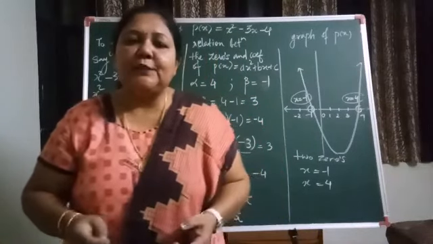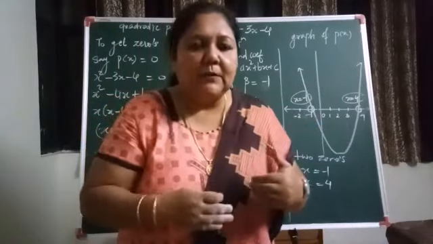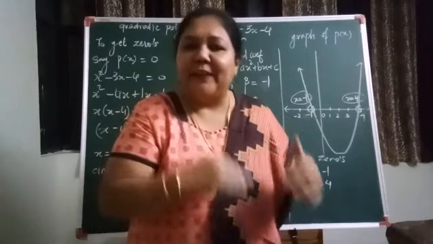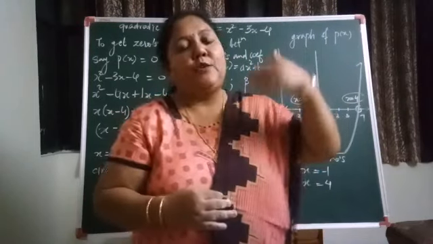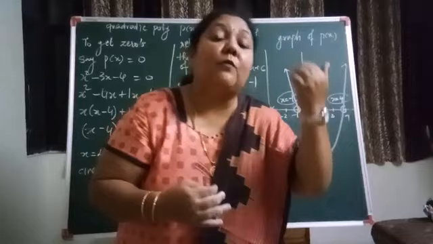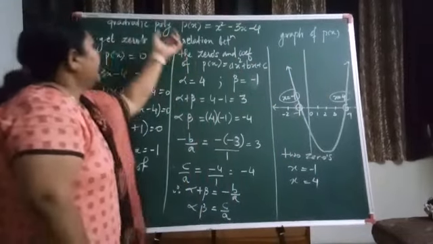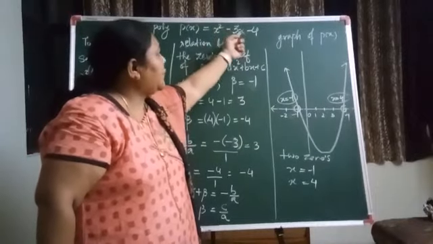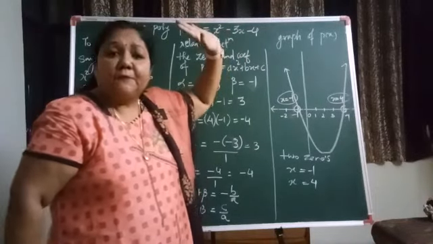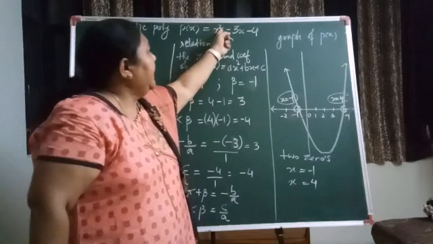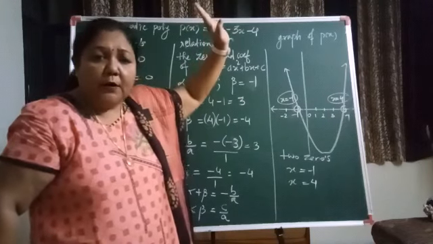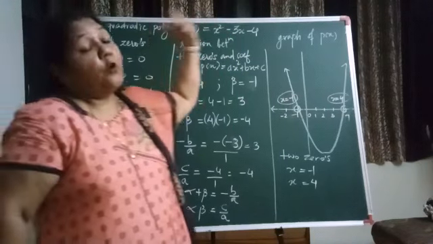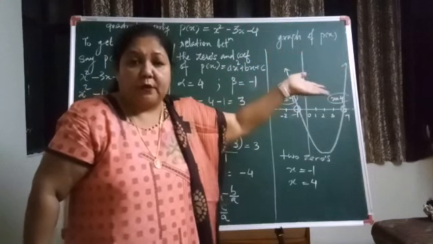Okay, now last session you saw zeros, and you saw zeros of a linear polynomial, and today we shall see zeros of a quadratic polynomial. Let us consider the quadratic polynomial p(x) = x² − 3x − 4. This has degree 2, so it is a quadratic polynomial. Now I want to find the zeros of the polynomial.